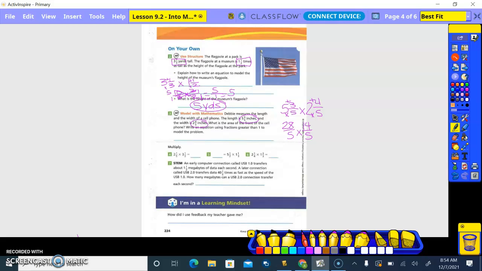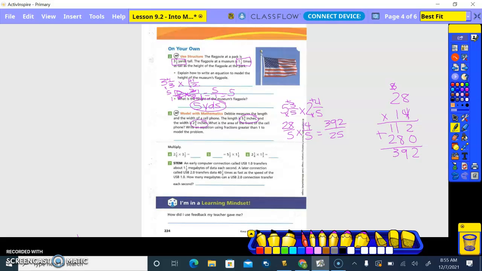Okay, so let's see what 28 times 14 is. So 4 times 8 is 32. 4 times 2 is 8, plus 3 is 11. Mark off my 3, mark off my 4, and put a 0. 1 times 8 is 8. 1 times 2 is 2. And then add. So 2, 9, 3. So 392 over 25.